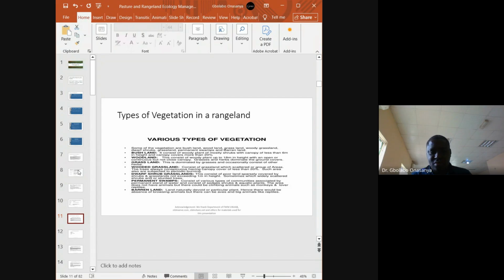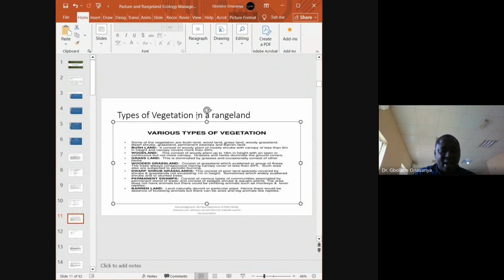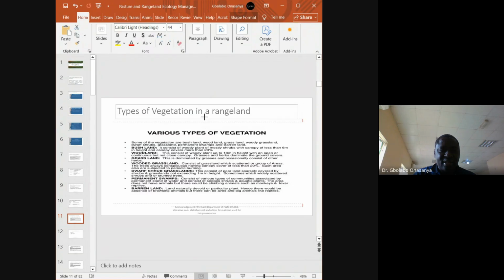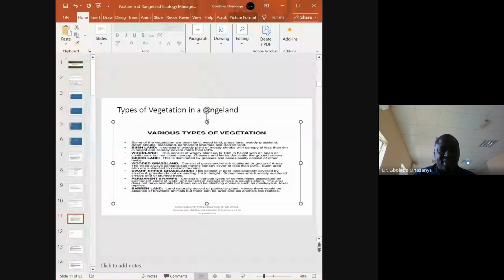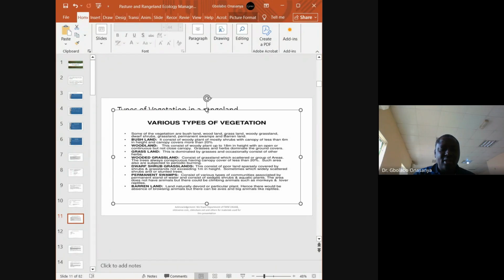Types of vegetation in the rangeland. We have bushland, we have woodland, we have wooded grassland, we have permanent swamps. These are different types of vegetation we may have in rangeland. Am I speaking sense?